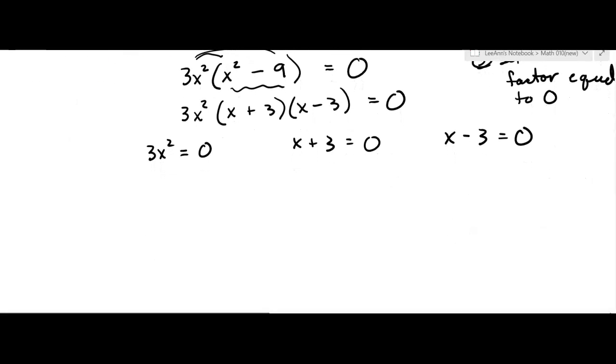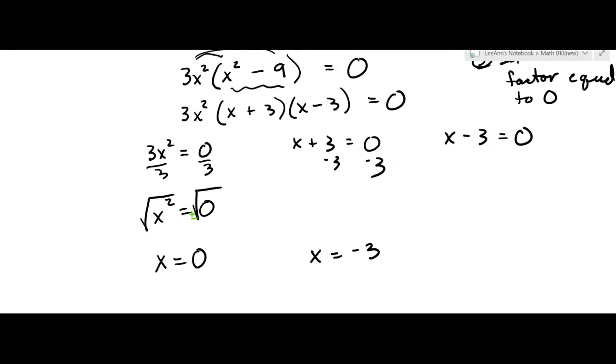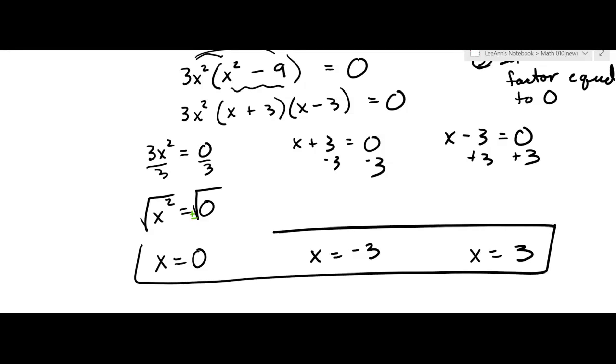Now, here we can divide by 3, and you get x squared equals 0. If I take the square root of both sides, and I think we talked about that before, I would put the plus or minus in, but it's 0, so you can't have plus or minus 0, it's just 0. So we do get an answer, x equals 0. And then here you'd subtract the 3, and you'd get x equals negative 3. And here you'd add 3, and so you'd get x equals 3. And so there are 3 solutions here.